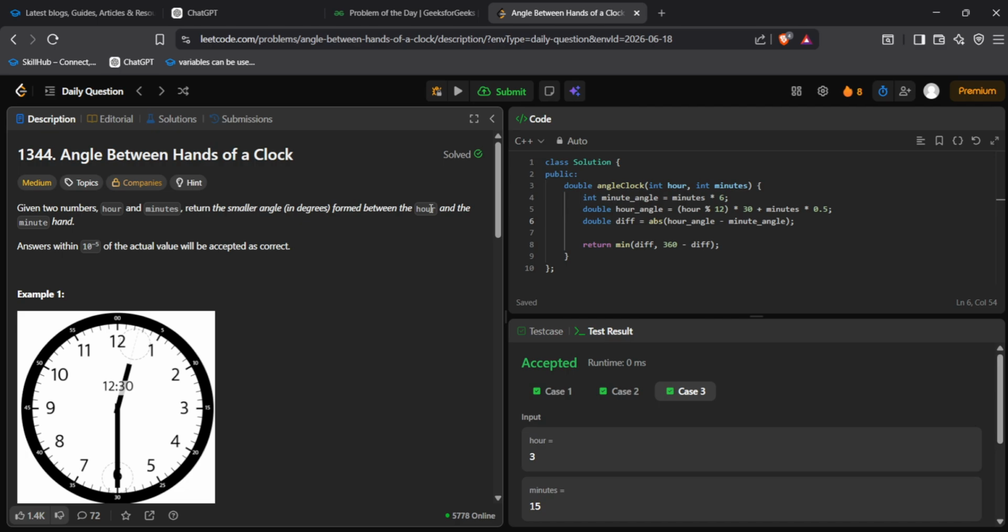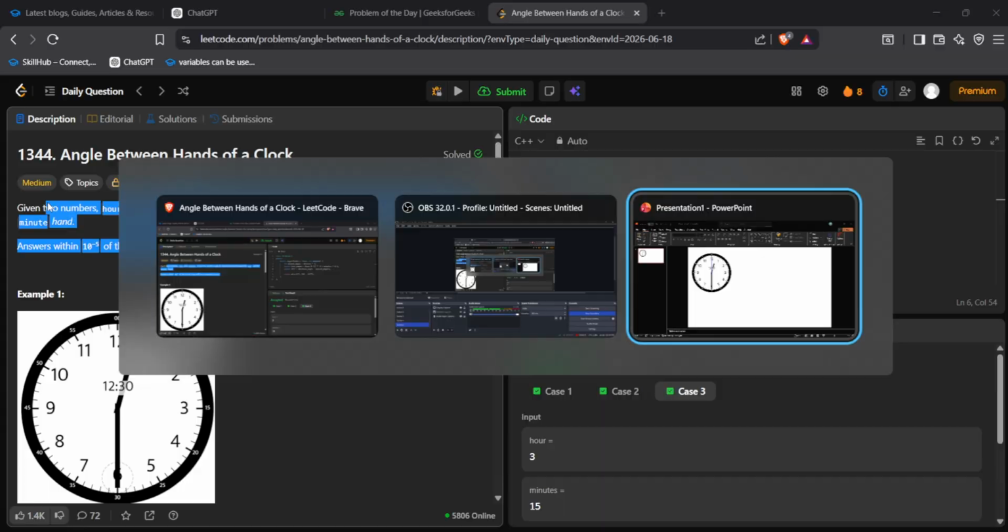Today I am going to solve the LeetCode problem of 18 June. The problem states that we are given two numbers, hour and minute, and we need to return the smaller angle formed between the hour and minute hands. An answer within 10 to the power minus 5 of the actual value will also be accepted as correct. Let's understand how we can find the angle between the two hands.